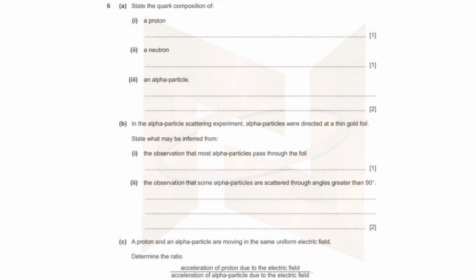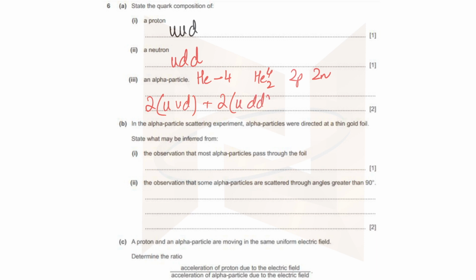State the core composition of a proton, that is up, up, down. The core composition of a neutron is up, down, down. That of an alpha particle is basically a helium nucleus, that's helium-4, 2. So that means you've got 2 protons and 2 neutrons. Proton is up, up, down, plus you've got 2 neutrons, that's 2, up, down, down.